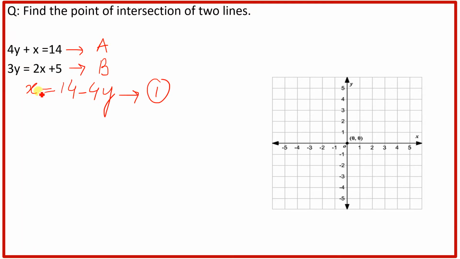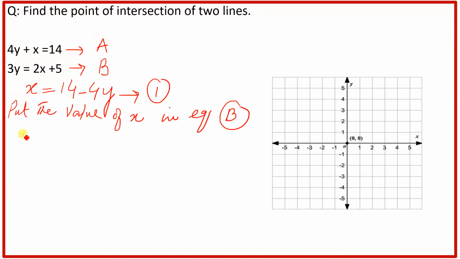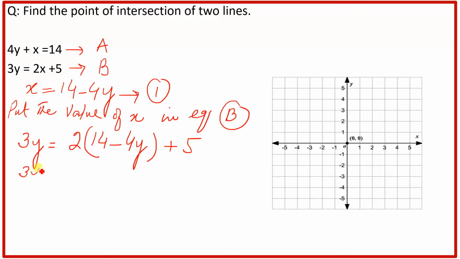Now put the value of x in equation B. Our equation B is 3y = 2x + 5. Write 3y as it is, then 2, and instead of x we write 14 minus 4y, and then plus 5. So now we solve for y: 3y = 28 - 8y + 5.